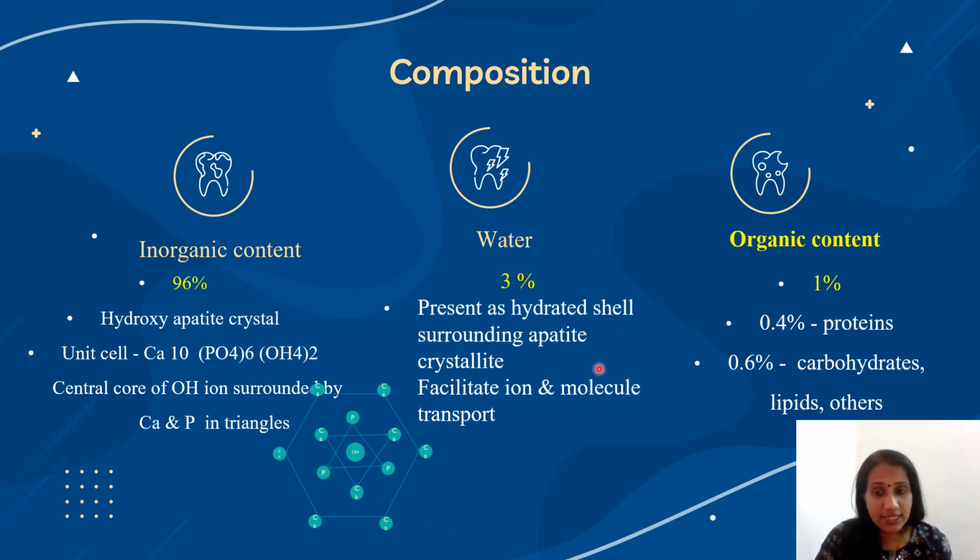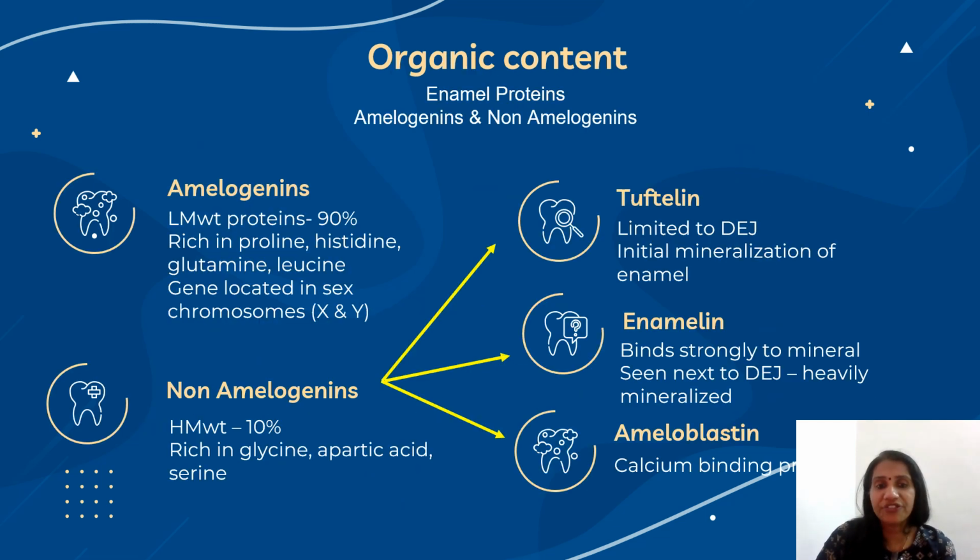Water is necessary to provide hydration to these crystals, and it also facilitates the transportation of molecules across the enamel. Organic content is just 1%. Out of that, 0.4% is your enamel proteins, and the remaining 0.46% consists of carbohydrates, lipids and other organic substances. The organic portion of enamel is basically made up of enamel proteins, and these are of two types, that is amelogenins and non-amelogenins.